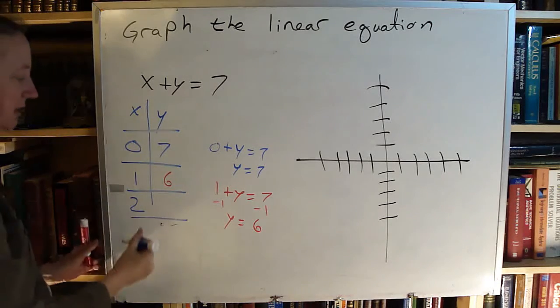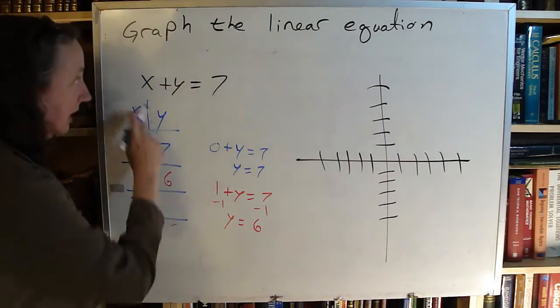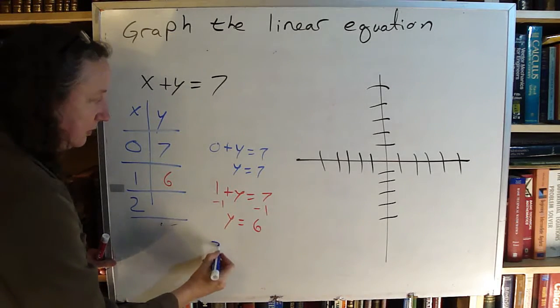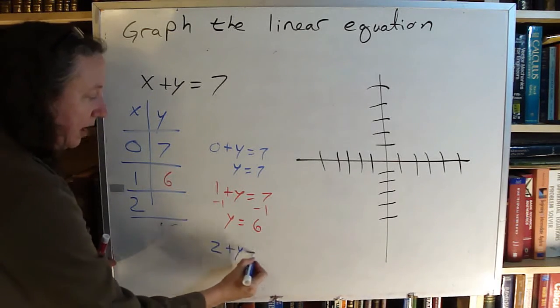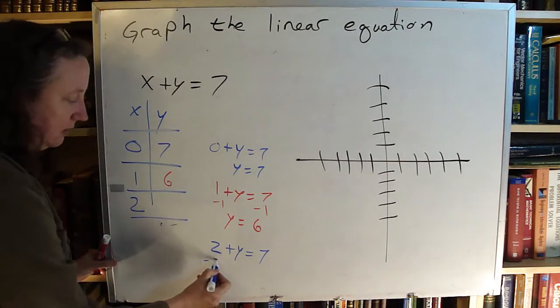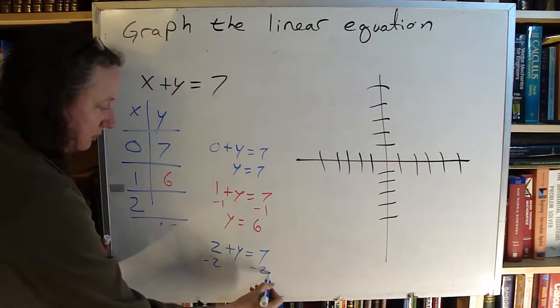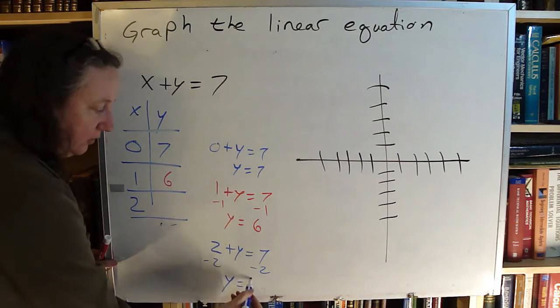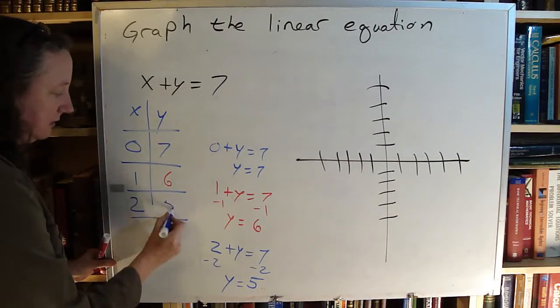And the last one down here, x plus y equals 7 again, but this time I'm using 2 for x. So 2 plus y is 7. Solve for y. Subtract the 2. Y is now alone. 7 minus 2 is 5.